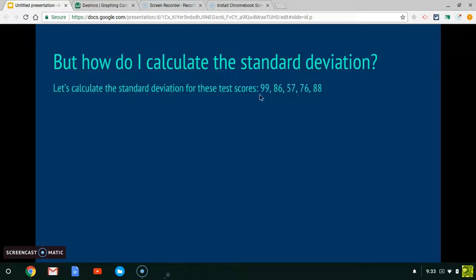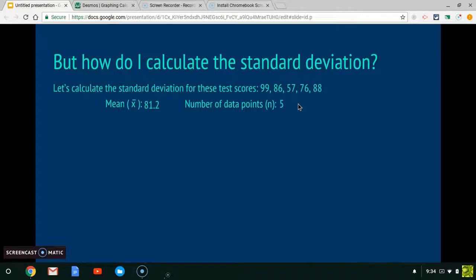So let's take this smaller set of numbers right here, these test scores, 99, 86, 57, 76, and 88. We're going to find the standard deviation for this. The first thing we need to do is find the average, the mean, that x bar. I found the mean already, it's 81.2, but basically you would just take these numbers, add them all up, and then divide by 5 because there are 5 numbers in our data set. So that's what n is for this set, 5.